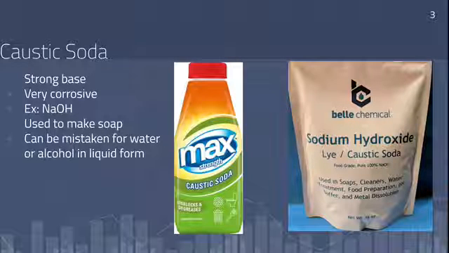What is caustic soda? It is a very strong and very corrosive base. The most common is NaOH, or sodium hydroxide. Caustic sodas are used very often to make soap. Many times they are accidentally ingested due to looking much like water or alcohol.